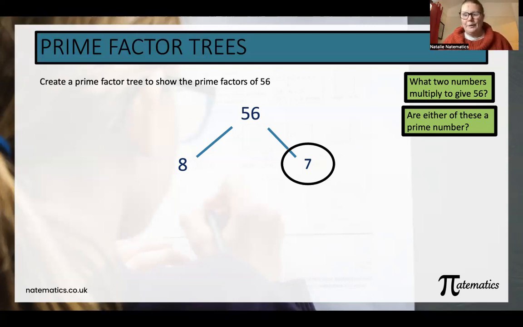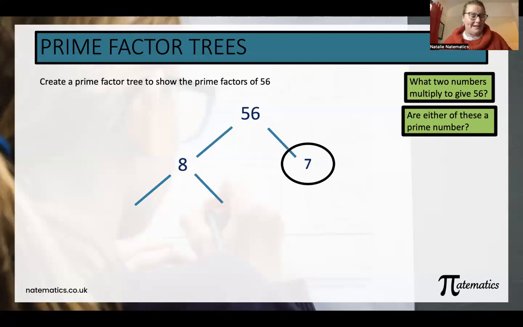Is 1 a prime number? Have a think, let me know. Right, so let's carry on with this then. For the number 8, we have two numbers that multiply together to give 8. What numbers are you going to use?